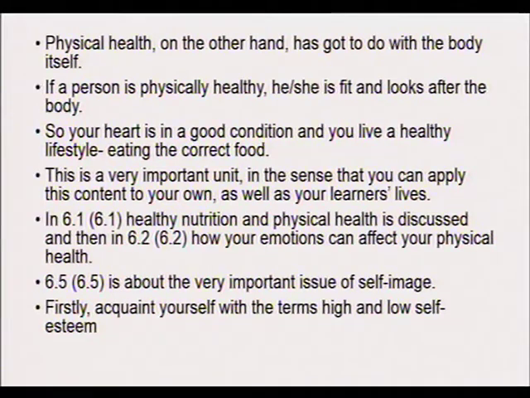6.5 is about the very important issue of self-image. Firstly, acquaint yourself with the terms high and low self-esteem. There's a huge difference between a person with a high and a low self-esteem. Their actions differ, and a person or then a learner with a low self-esteem portrays certain features and characteristics which can be dangerous to the mental as well as physical health. Do you know them? It is clearly set out in the learning activities. Have a look at them. As said numerous times before, make sure to understand and also know the learning activities.